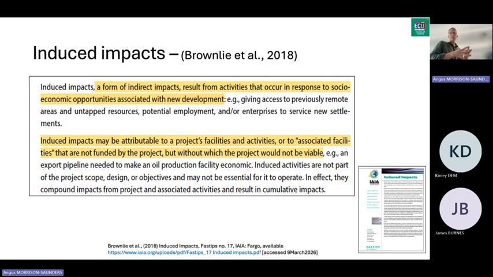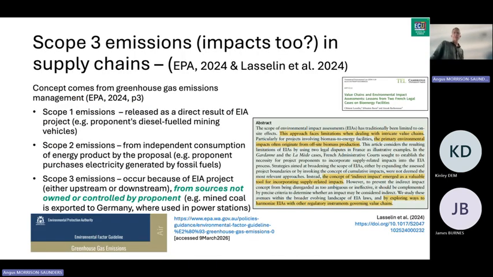So I mentioned induced impacts, the highway example, and that in Brazil, there's a fast tip document from Brownlee et al. on induced impacts. So I'll leave that one with you. And then there's also this idea of scope 3 impacts or scope 3 emissions when we talk about climate change. And this is that idea of supply chains that I mentioned to you before from this paper by Lasselin et al.